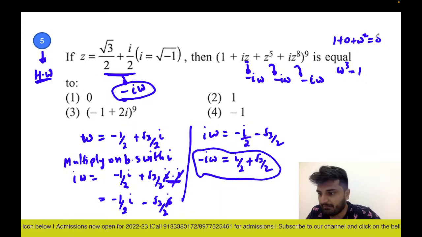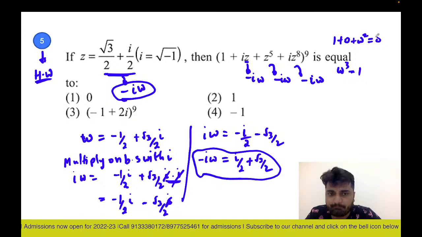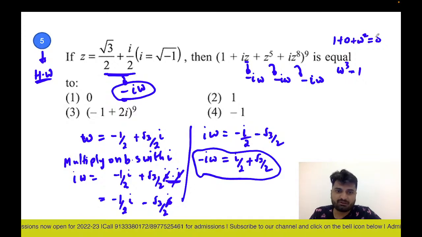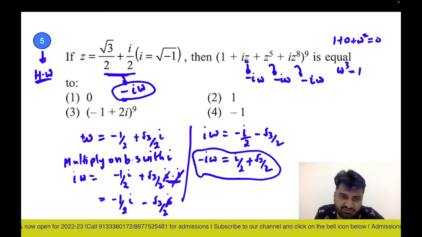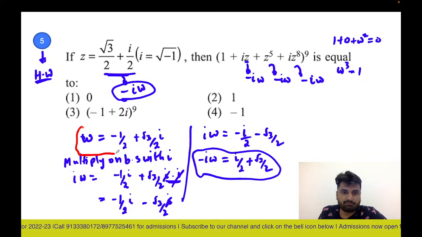Is it clear? Everybody please. All of you. So very simple. You just need to play around because you know omega is in the form of minus 1 by 2 plus root 3 by 2 i, correct? Minus 1 by 2 plus root 3 by 2 i.